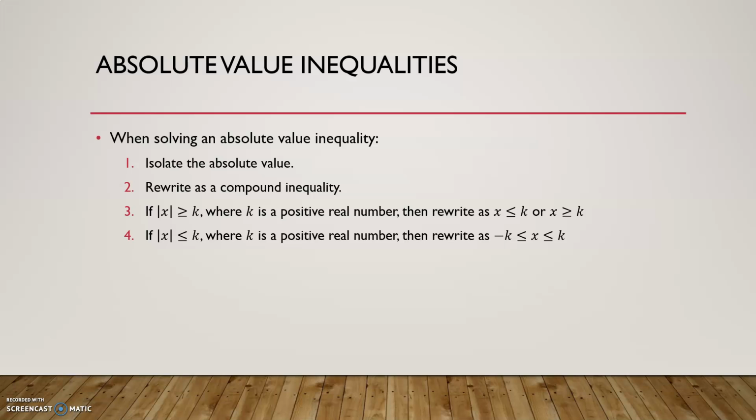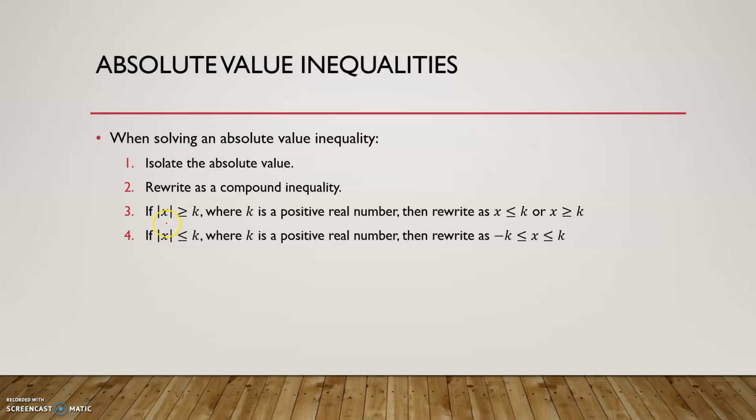When we are solving an absolute value inequality, the first step is to isolate the absolute value. This is just like yesterday, where we're trying to get those absolute value bars by themselves. So add, subtract, multiply, or divide anything that's outside of them. Next, we're going to rewrite it as a compound inequality. A compound inequality is an inequality with two inequality signs.